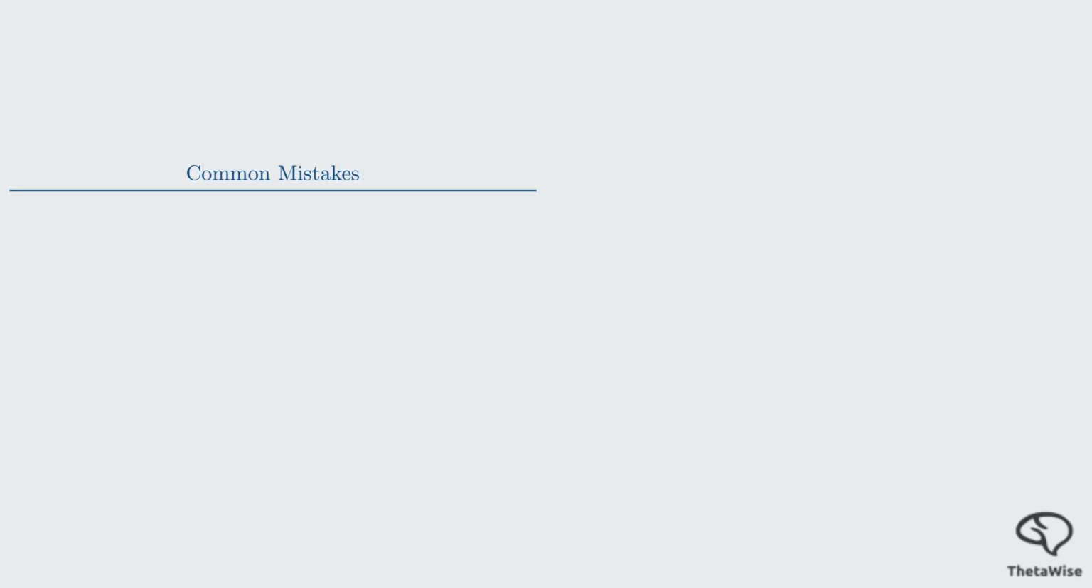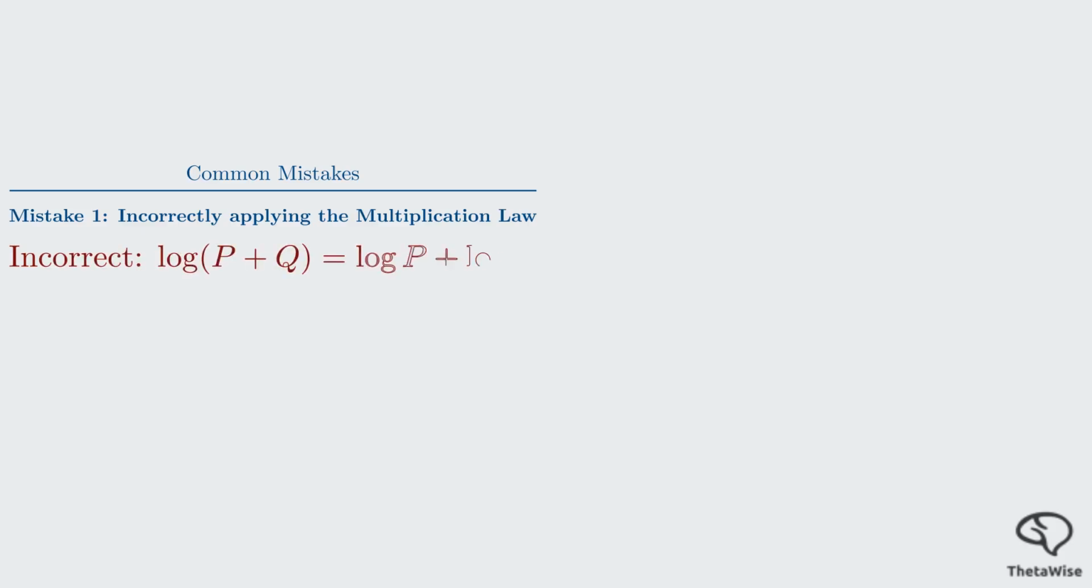In Cambridge examinations, students frequently lose marks due to avoidable errors. Let's look at 3 critical ones. The first mistake involves incorrectly applying the multiplication law. A very common error is thinking that the log of a sum can be split. It cannot. The log laws only apply to products, quotients, and powers.